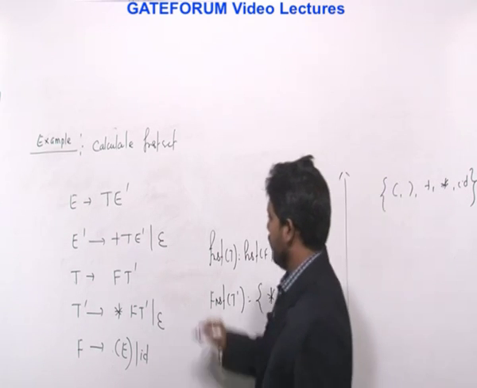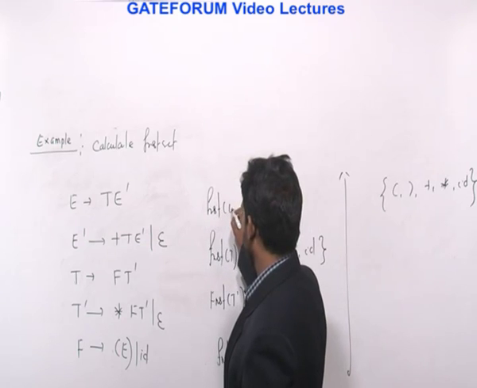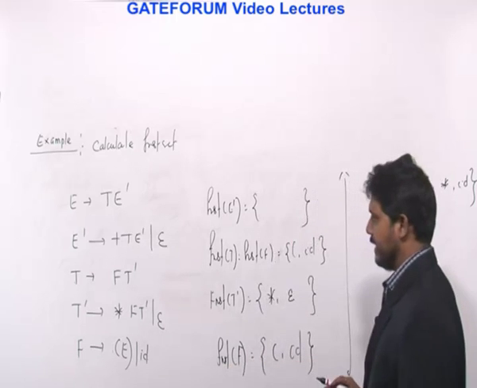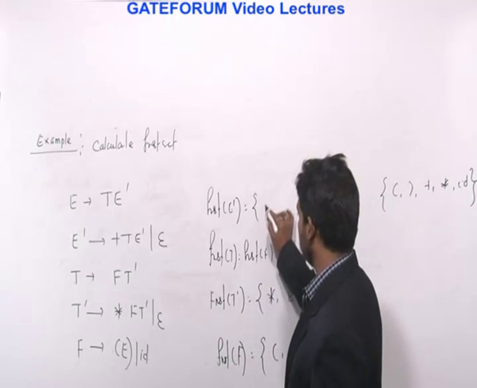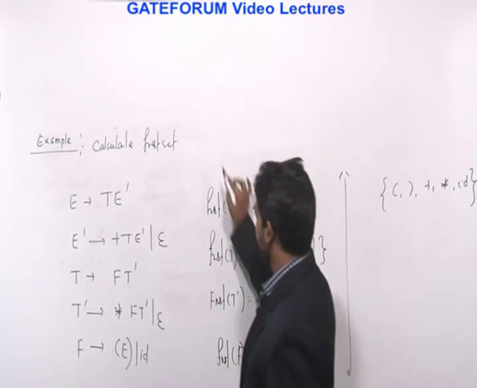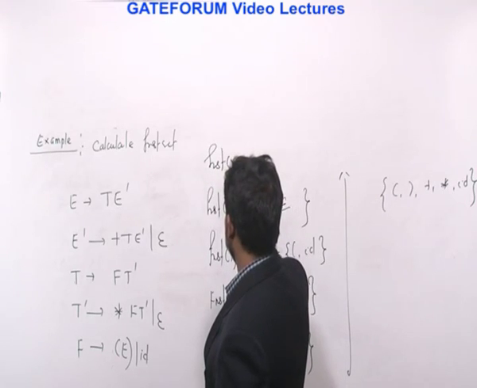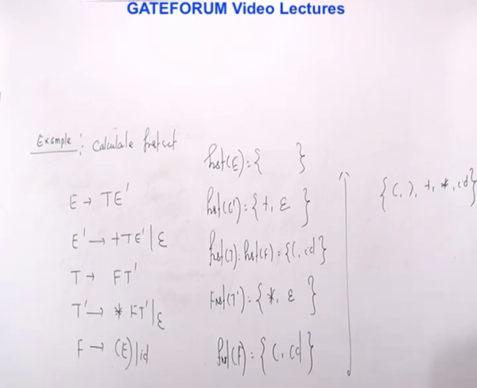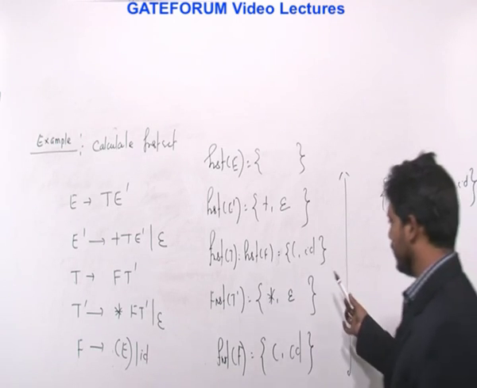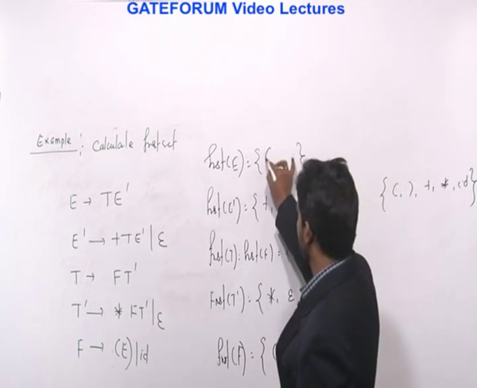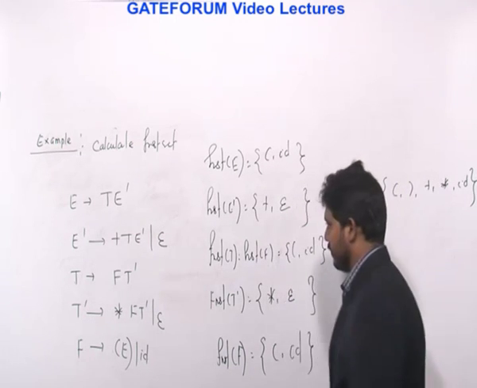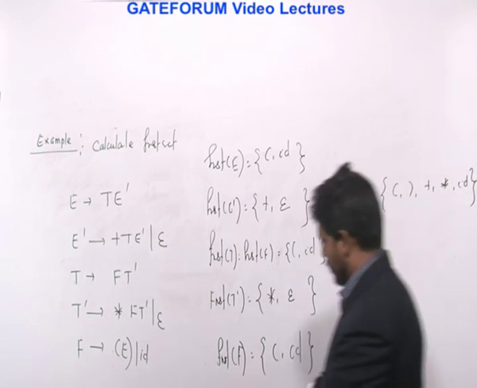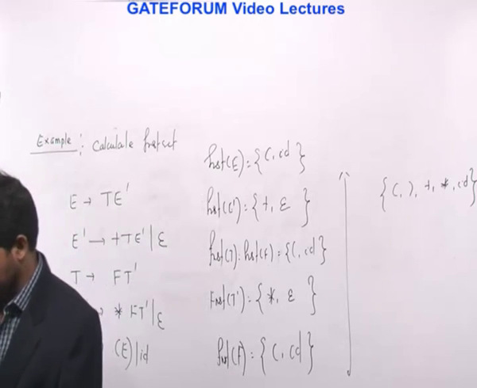Cool. First of E dash: a direct case is there. In this case you have a plus and epsilon, both terminals. Plus is one case and epsilon is the other case. First of E finally, the last one: first of E is first of T, and first of T is already calculated, opening bracket and ID. So I think this is the simplest case by which you can get the first set of each non-terminal over here, and these are the first sets.